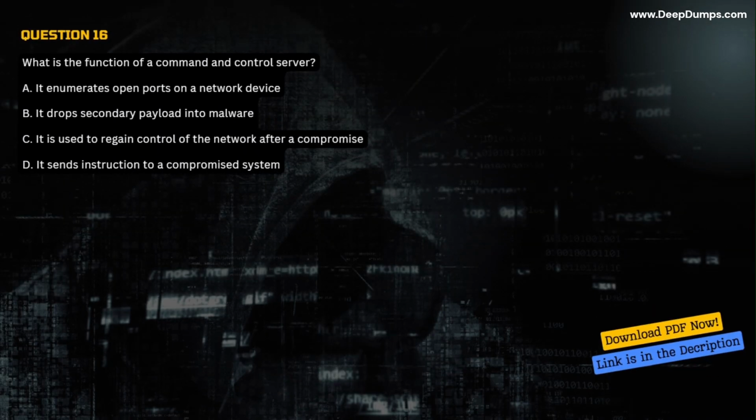Question 16. What is the function of a command and control server? A. It enumerates open ports on a network device. B. It drops secondary payload into malware. C. It is used to regain control of the network after a compromise. D. It sends instruction to a compromised system. Correct answer D. It sends instruction to a compromised system.